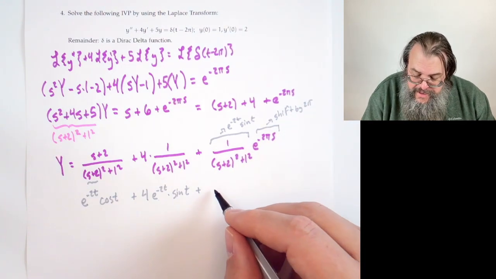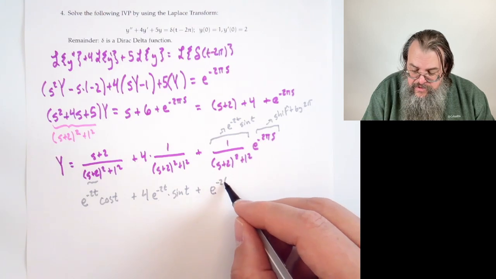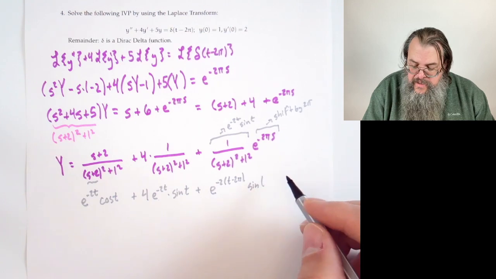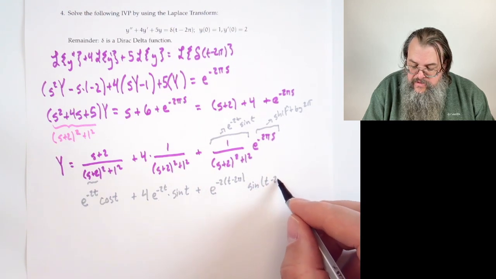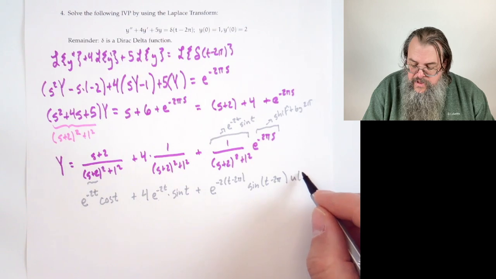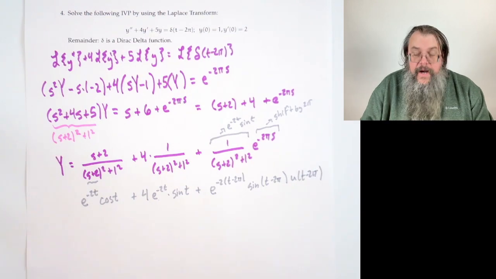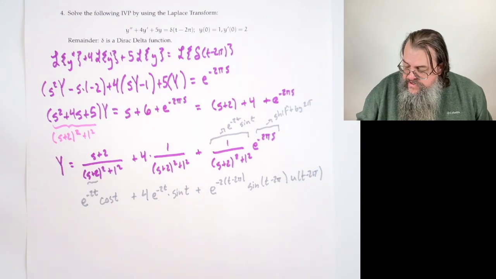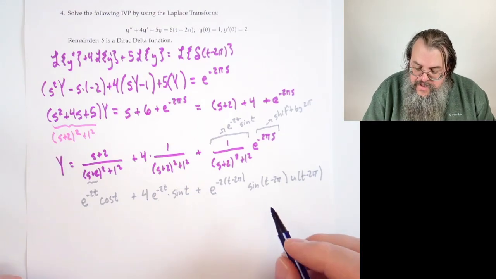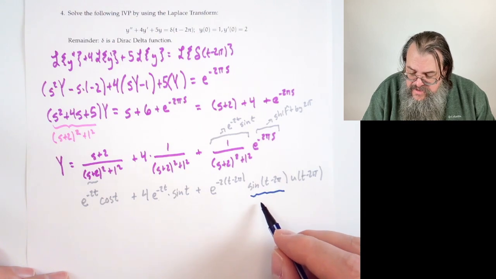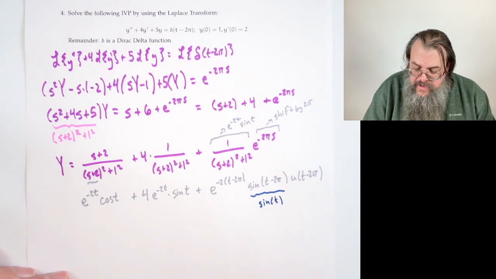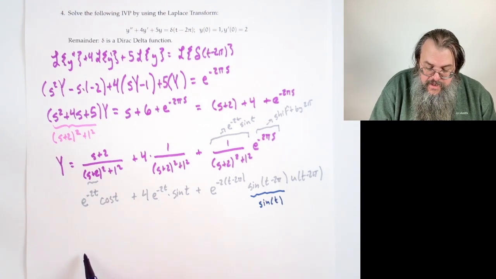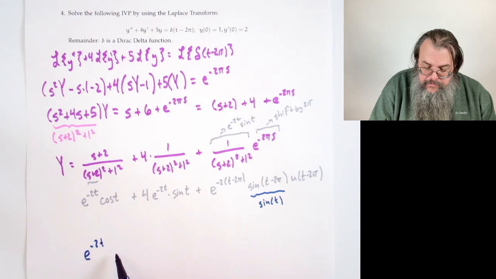So what we're going to get is e to the minus 2(t minus 2 pi) sine of (t minus 2 pi), and then u of t minus 2 pi. And that'll be the answer. In fact, that's perfectly great as an answer. Of course, we can clean up just a smidgen. Say, look, this is really sine of t. And so our final answer will be e to the minus 2t.